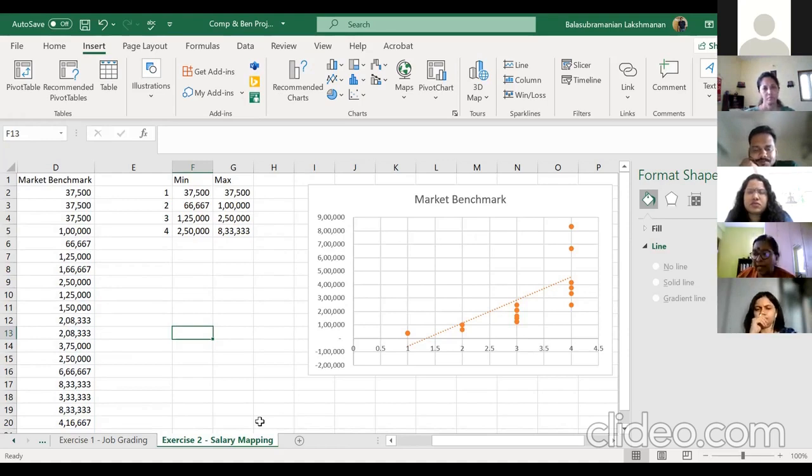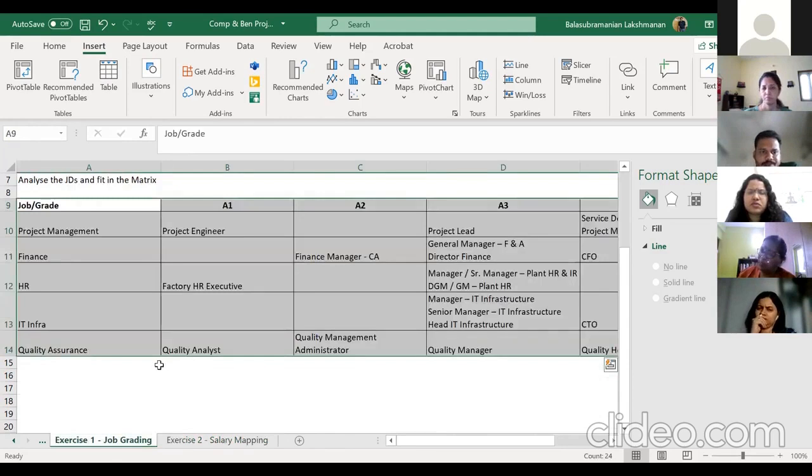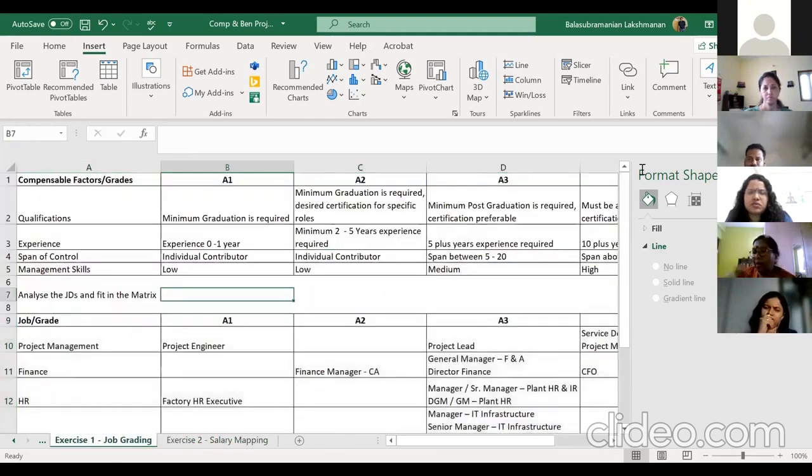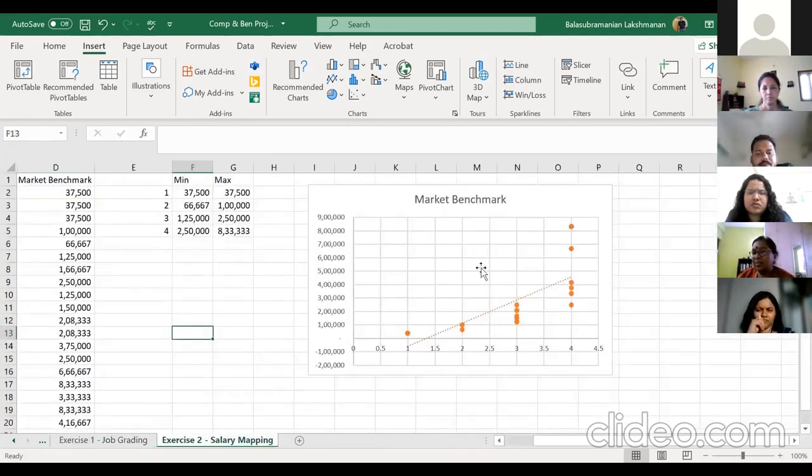How will you do it? Step 1, identify compensable factors. Step 2, define grades. I leave it to you, 4 or 5 grades. Don't take more than that. Take 10 positions and then map them into their grades. Write your descriptors, map them, and then take benchmark data and create salary bands. Got it, guys? When I say salary bands, when you're looking at your data, don't get into min and max data. Look at average data, median data. Okay?